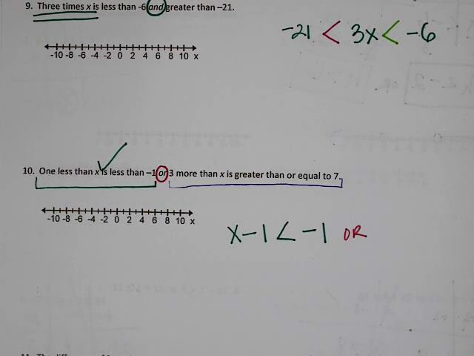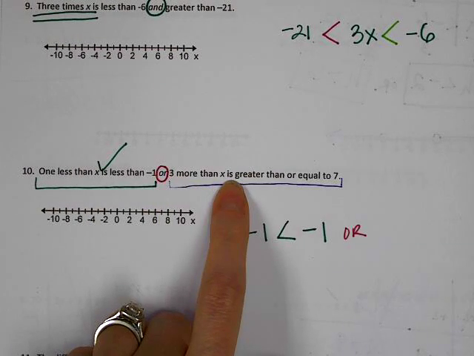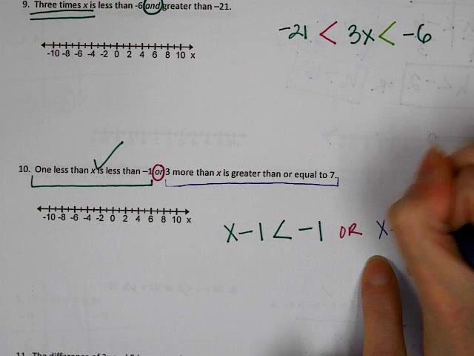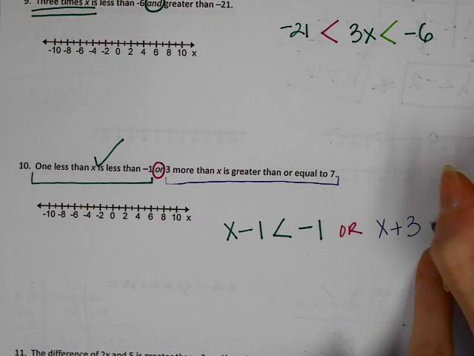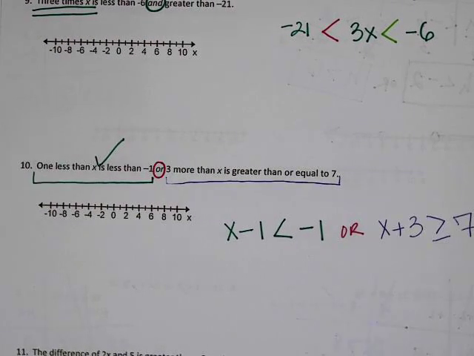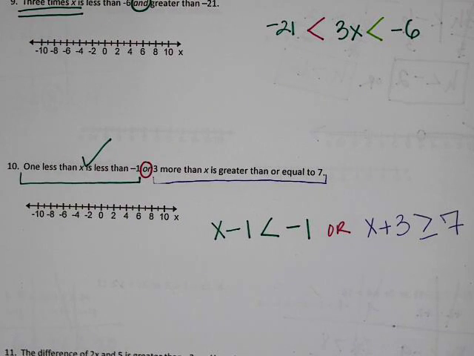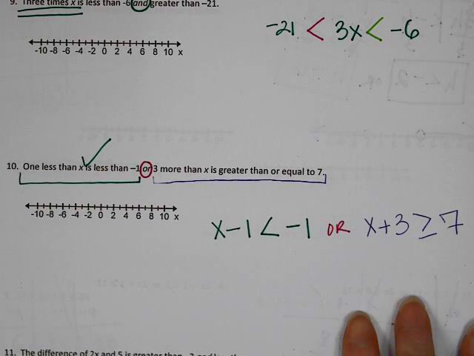And then the second one, 3 more than x would be x plus 3, right? 3 more than x is greater than or equal to 7. Okay, so that's the setup, and then if you guys want to go ahead and finish it off and solve it, you can.